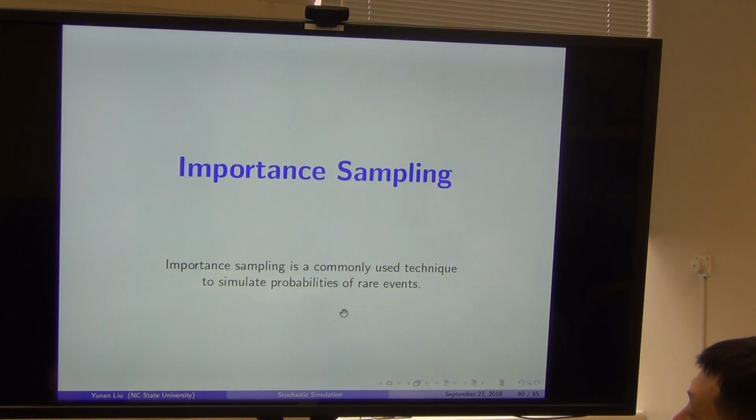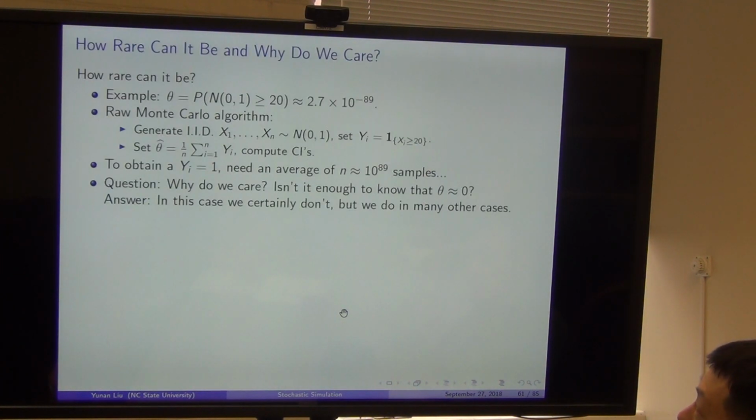So this is the basic idea. Importance sampling is often used to treat rare events, and we're going to intentionally make the rare event occur more frequently. So how rare can it be, and why do we care?